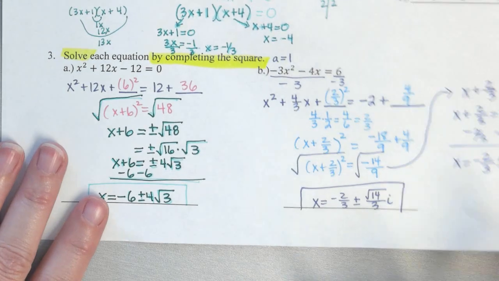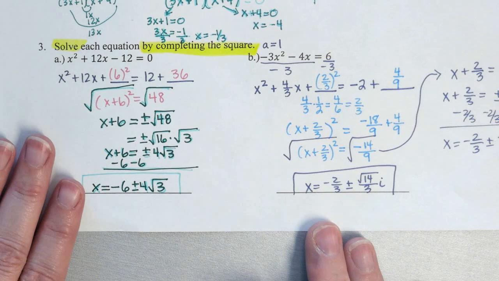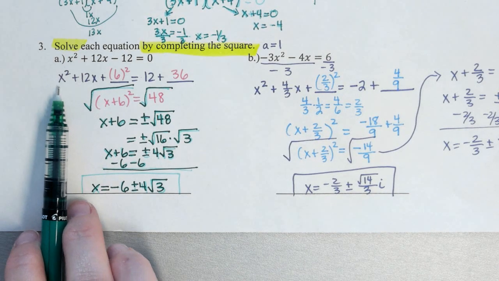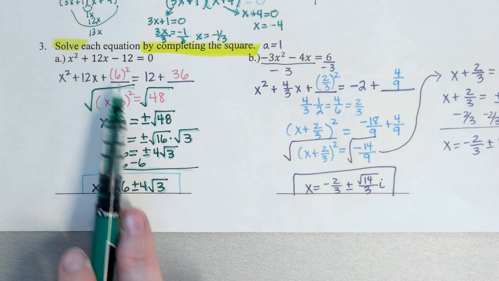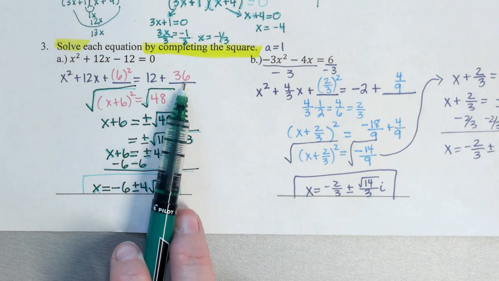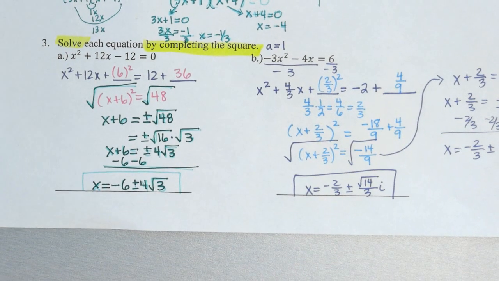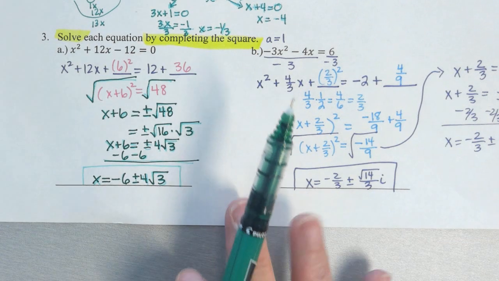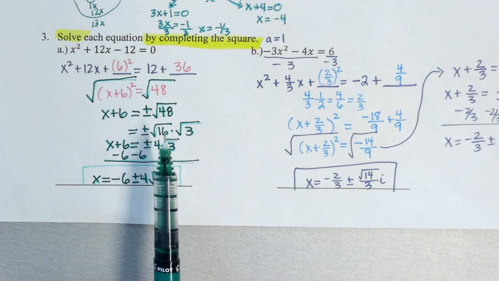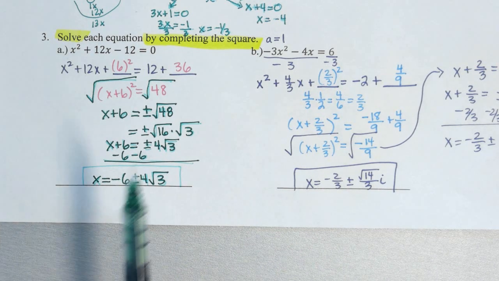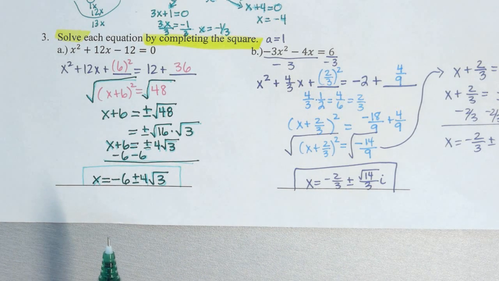All right, let's look at A. So for A, it says you have to complete the square. As long as your A value is 1, you are good to go. So you do half of the B value and square it, which is 36. You get 48. You have to simplify your radical. You can simplify it however you want, but the biggest perfect square is 16. So you should have plus or minus 4 root 3. Your last step is to bring over the negative 6.